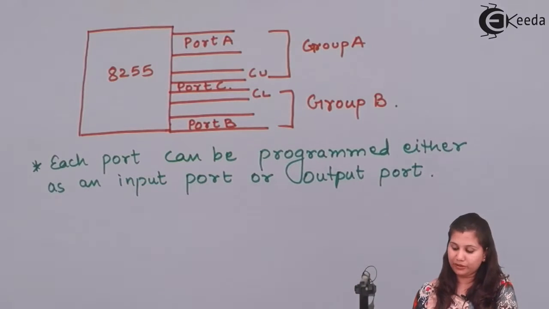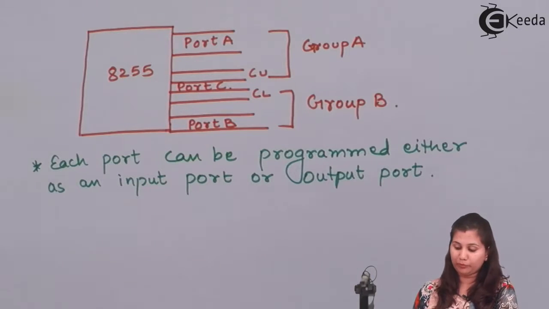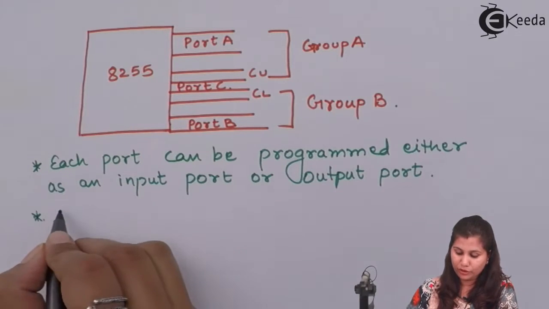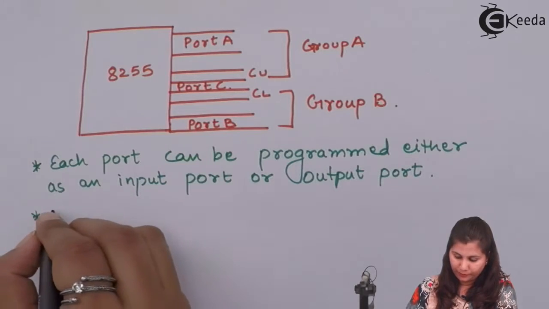And this description, how we are using the ports, whether as an input or output port, is decided by the modes of the 8255. There are different types of modes, and those modes define which port will be used as an input port and which port will be used as an output port.